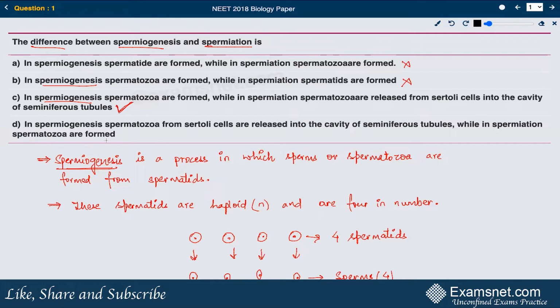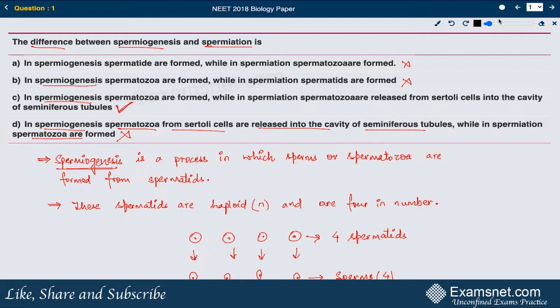But let us take a look into the fourth statement as well. Here it says that in spermiogenesis, the spermatozoa from the Sertoli cells are released into the cavity of the seminiferous tubules, while in spermiation, the spermatozoa are formed. Now, this is just exactly opposite. So again, this is also a wrong option. So the correct answer in this question is option C.